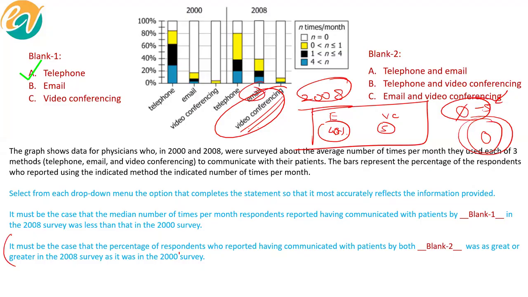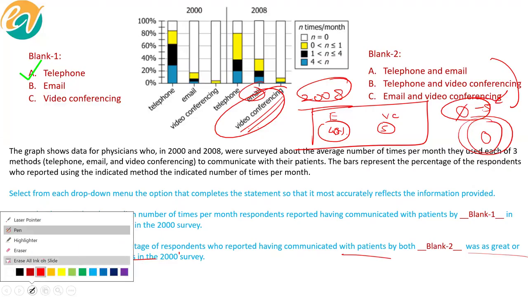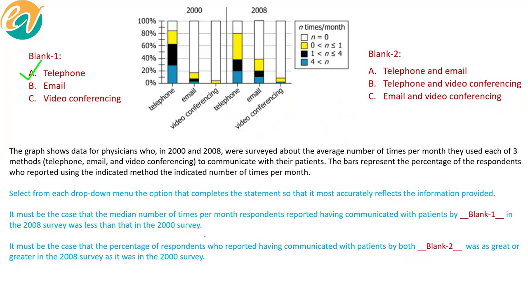Now read this question again. It must be the case that the percentage of respondents who reported having communicated with patients by both was as great or greater in 2008 as it was in the 2000 survey. What do you think? For which of these combinations can we have a clear picture?